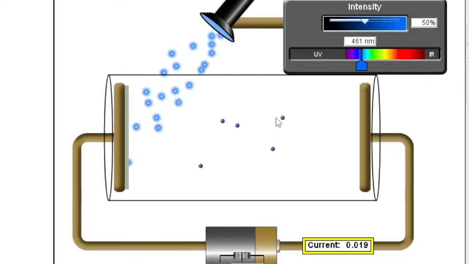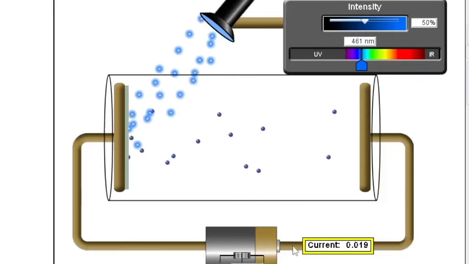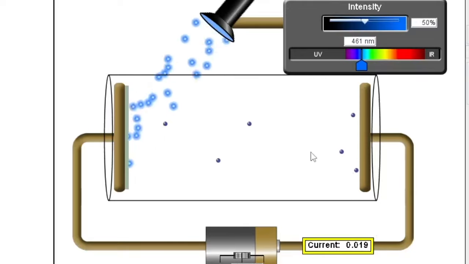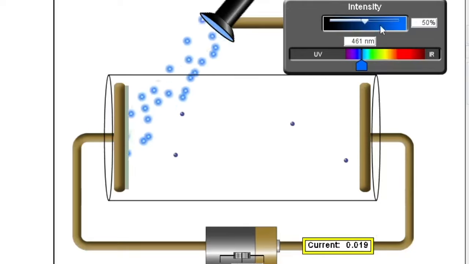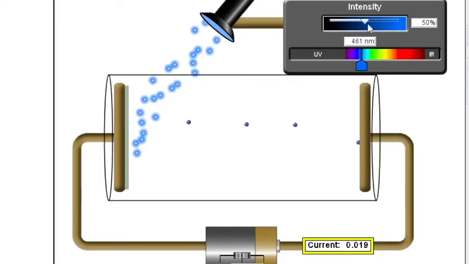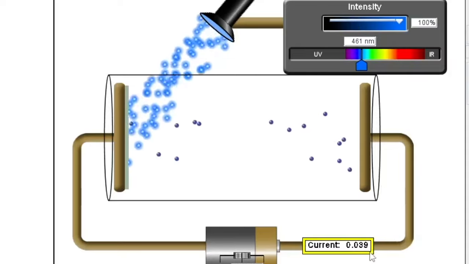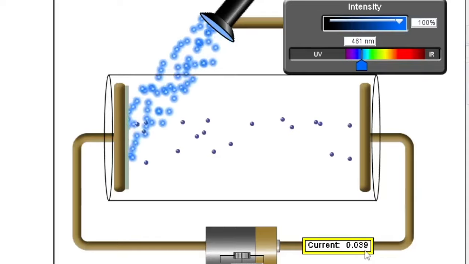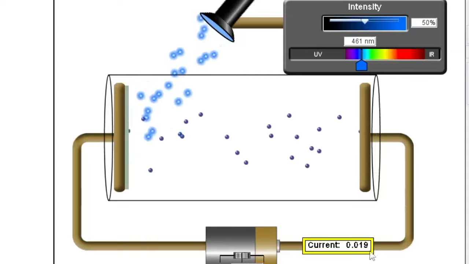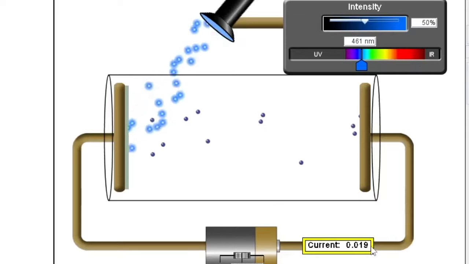Can you see? And when these electrons reach the collector plate, they constitute a current, and this current is shown here as 0.019. Now what would happen if I double the intensity? At present it is 50% and the current is 0.019. If I double the intensity by making it 100, can you see the current has also become double? It becomes 0.039. Earlier it was 0.019. So the current will almost get doubled.